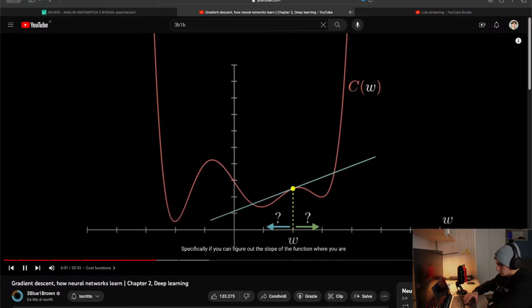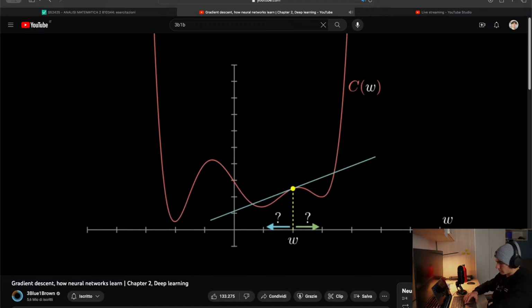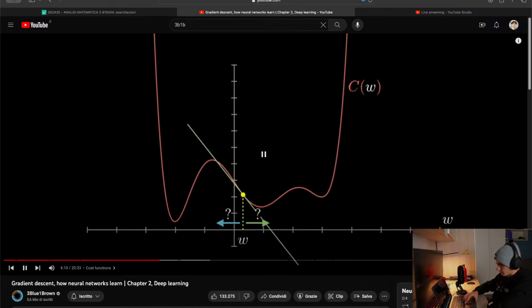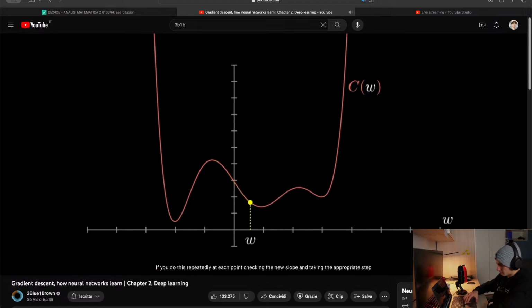Specifically, if you can figure out the slope of the function where you are, then shift to the left if that slope is positive, and shift the input to the right if that slope is negative. Segui la tangente nel determinato punto. Quindi segui il segno della derivata. If you do this repeatedly, at each point checking the new slope and taking the appropriate step, you're going to approach some local minimum of the function.